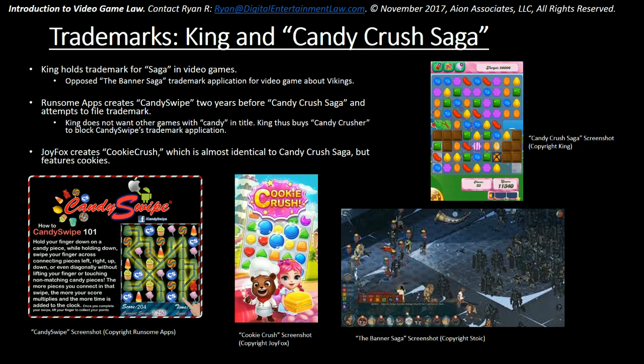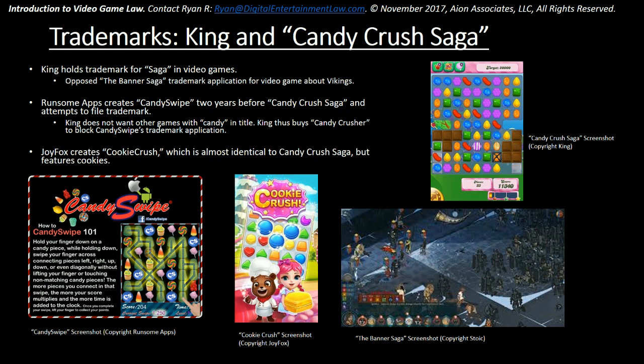They were able to do this even though there's almost no chance that any consumer would confuse a game about candy and a game about Vikings. Second example, an indie developer created a game called Candy Swipe, which was released 2 years before Candy Crush. However, because King wanted a monopoly on games with the word candy in the title, King bought another game called Candy Crusher, which predated everyone, and then attempted to use that game to block Candy Swipe's application.